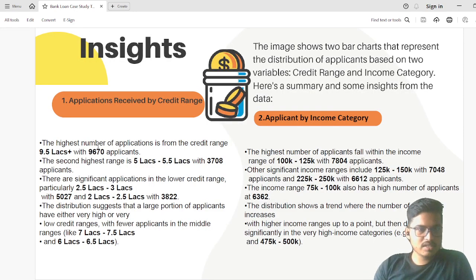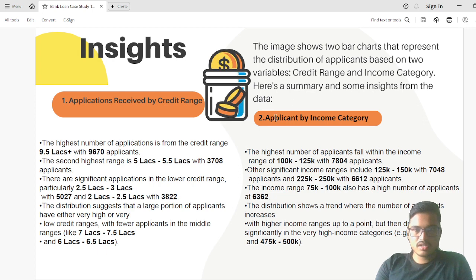So these things have been explained already, the highest number, and the second highest range of 5 lakhs to 5.5 lakhs with 3,708. This has been explained, of course. And this image shows two bar charts that represent the distribution of applicants based on two variables, the credit range and the income category. Here are the summaries.